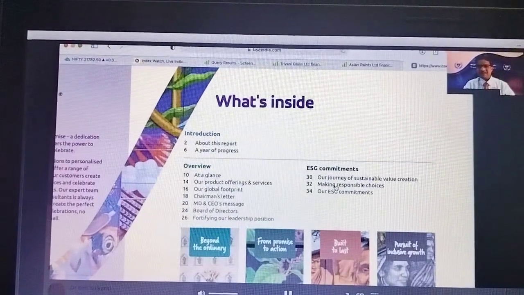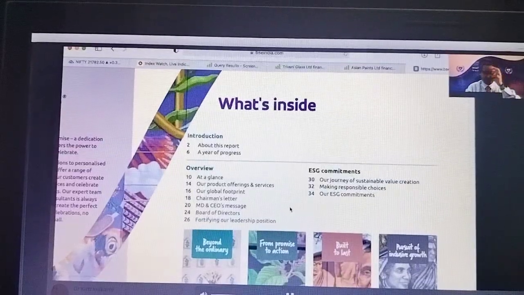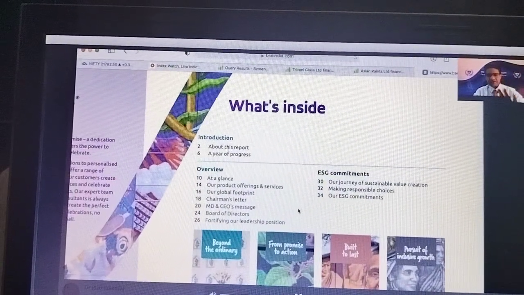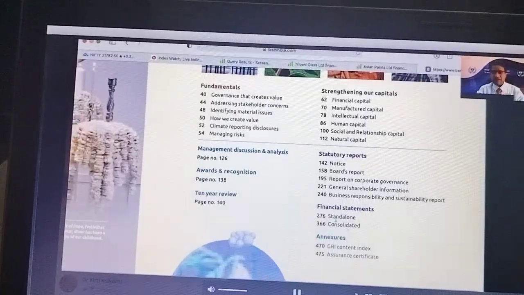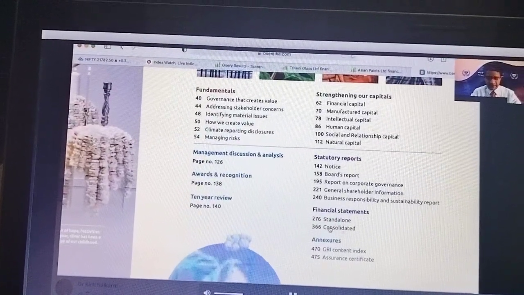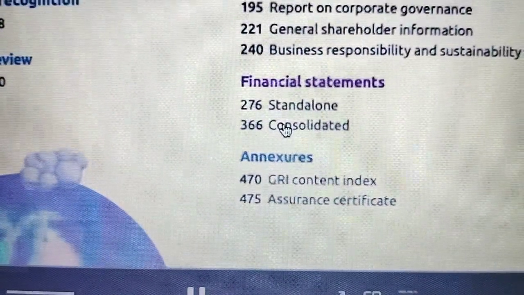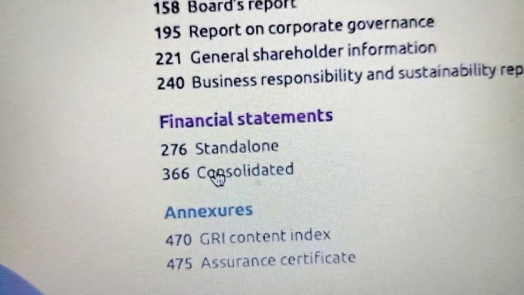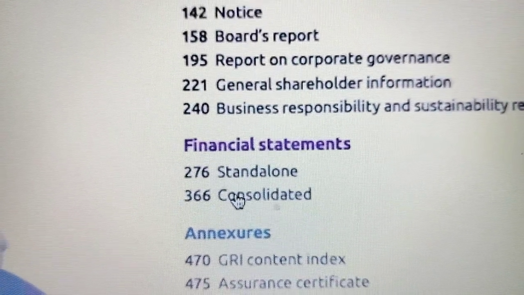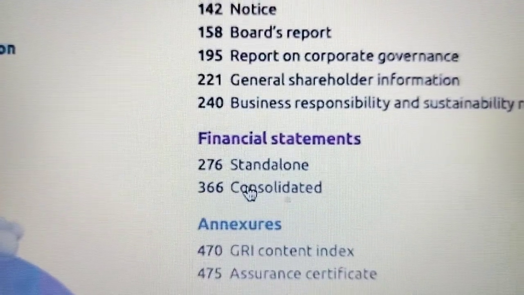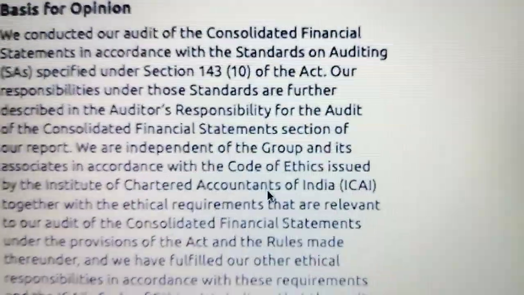ESG is not recognized as of now. Even if you read it for knowledge, that's okay, but these are the necessary ones. Start with the financial statement. Which one? Consolidated. As I mentioned, there are two statements. Standalone is the parent company statement. Consolidated includes the parent as well as its subsidiaries. We focus on consolidated. Click on consolidated.